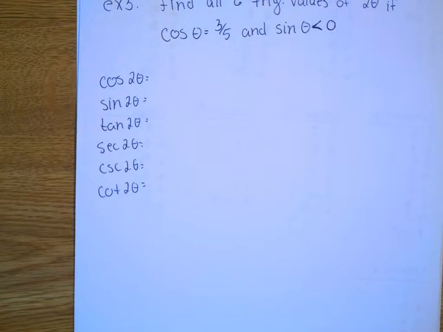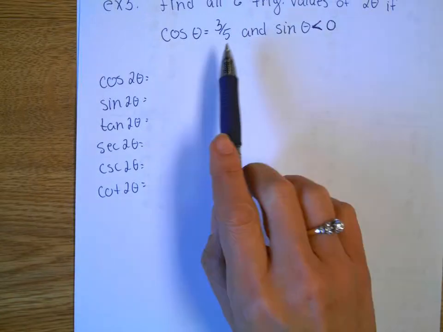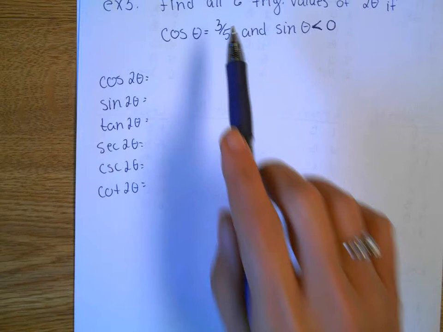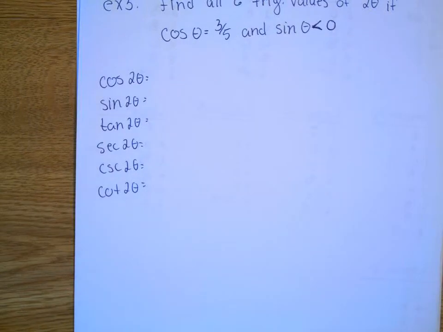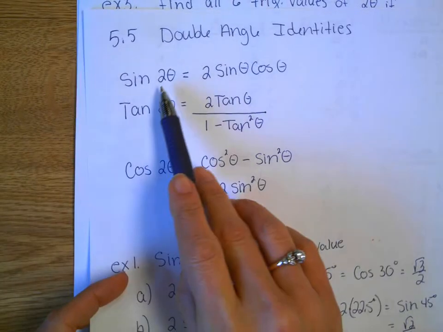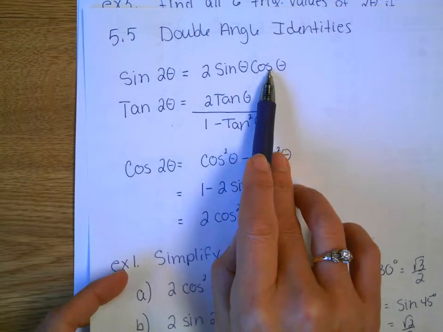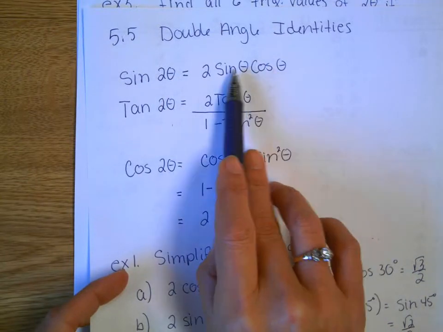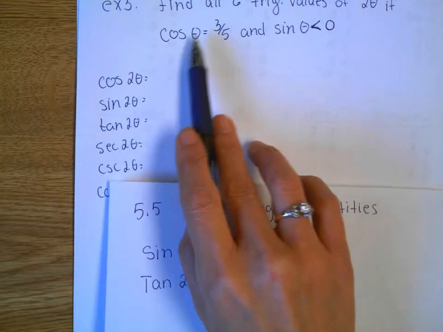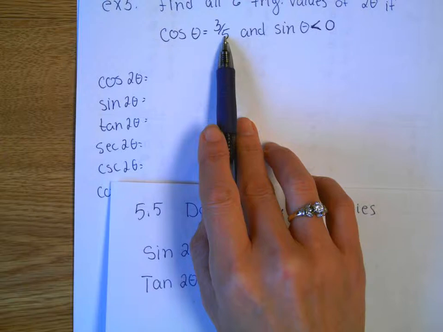Okay. And I only know something about theta, the single theta. So I'm going to use those identities that we wrote down. So, if I want to find the sine of 2 theta, I need to know two things. I need to know the sine of theta and the cosine of theta. Do I know both of those? No, I only know one of them. What am I going to need?